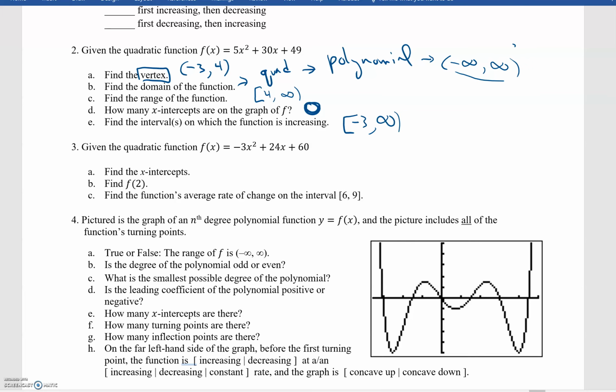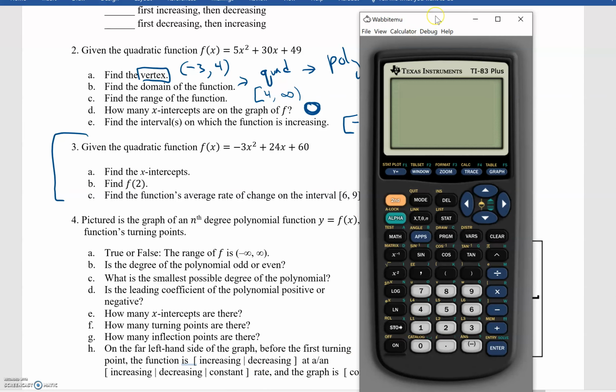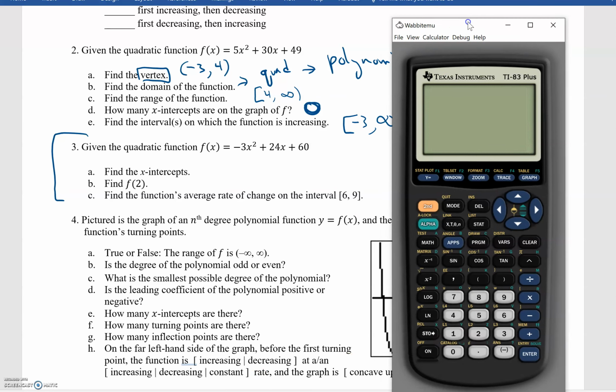Okay, so this is video 2 for the Unit 4 practice problem set, and we are on question number 3. Given the quadratic function f of x equals negative 3x squared plus 24x plus 60, let's find the x-intercepts, find the value of the function at 2, and find the average rate of change in the interval 6 to 9.